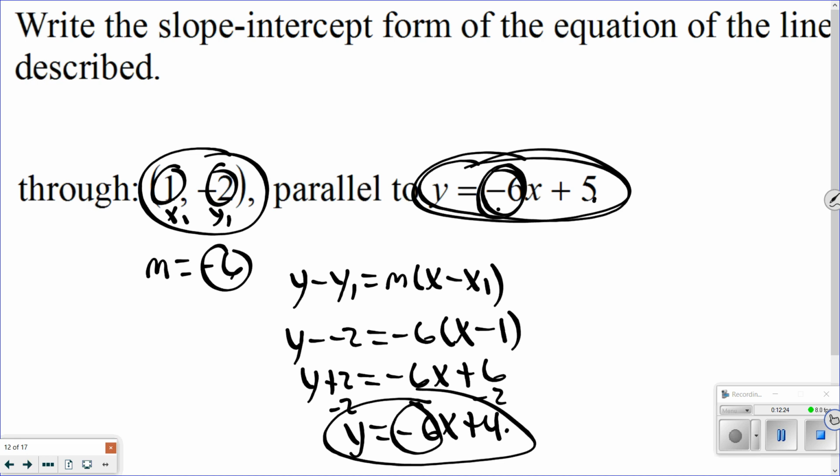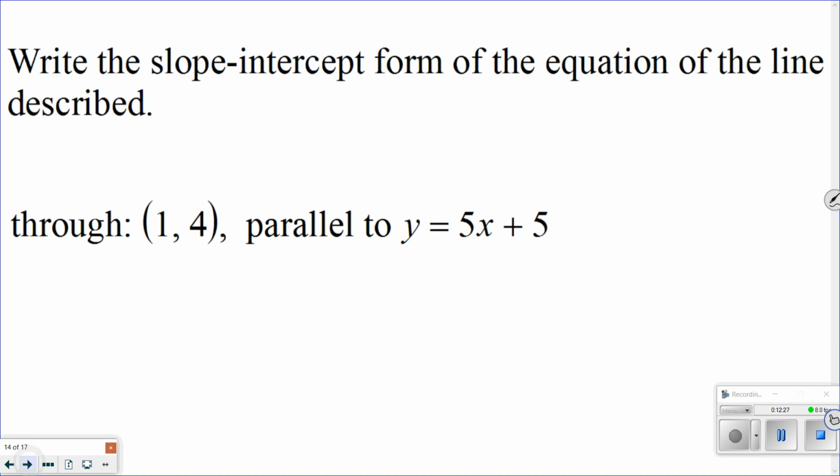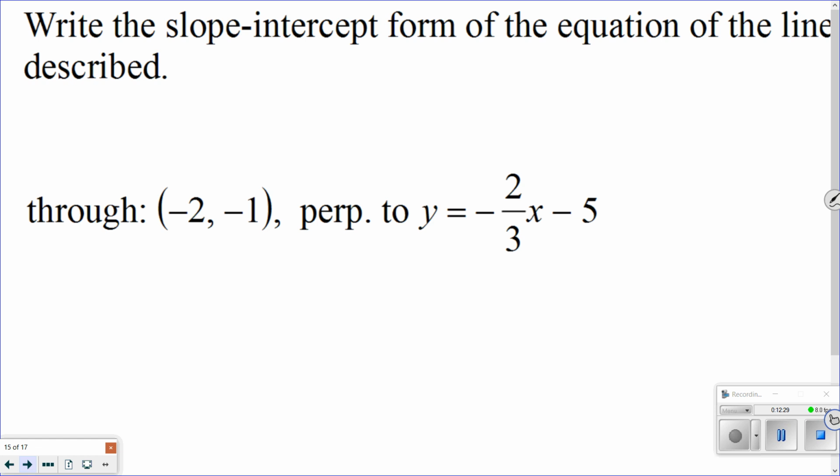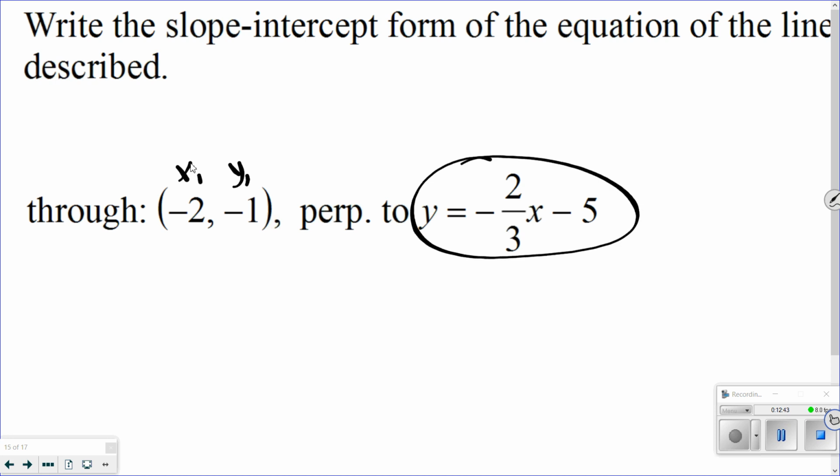Okay, let's do a similar example, but let's do one that's perpendicular. I think I have a perpendicular problem here. Oh, here we go. So I want to find the equation of the line that passes through the point negative 2, negative 1. So I know it goes to this point, so that's my point I'm going to use. And it's perpendicular to this line. If this line has a slope of a negative 2/3, and the line we're trying to find is perpendicular, it's got to have a slope of a positive 3/2. So opposite reciprocal.